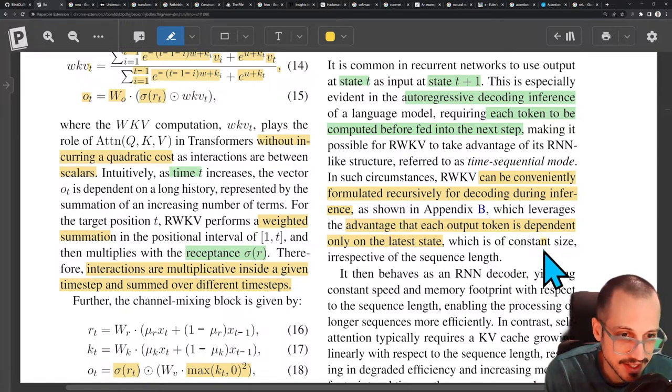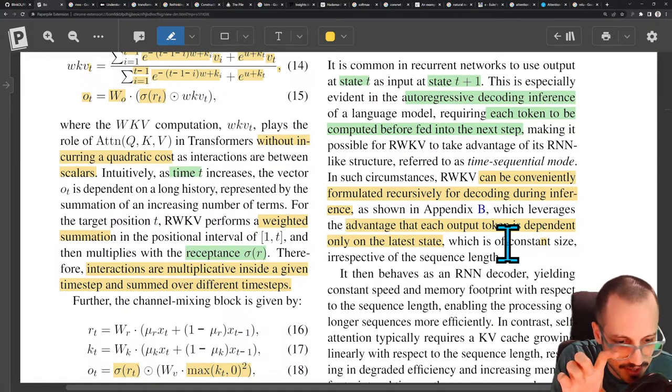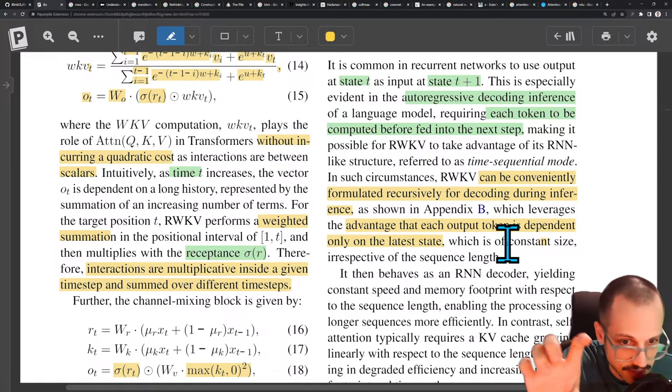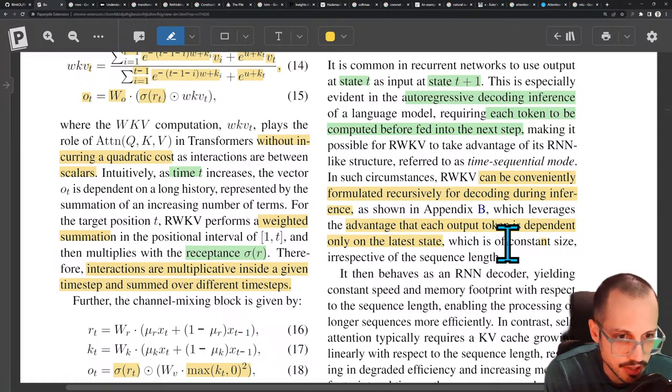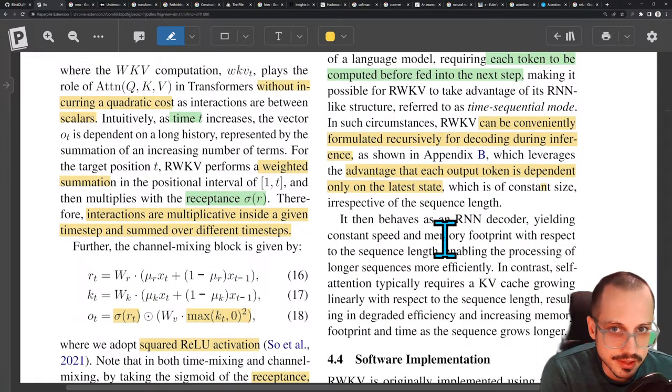The advantage of that is that if you're doing inference on a very tiny computer, with a very limited budget, you always know exactly the size of that vector that you need from the previous state. So you don't need to constantly keep using the whole sequence. But okay, it then behaves as an RNN decoder, yielding constant speed and memory footprint with respect to the sequence length, right? Enabling the processing of longer sequences more efficiently. In contrast, self-attention typically requires a KV cache.